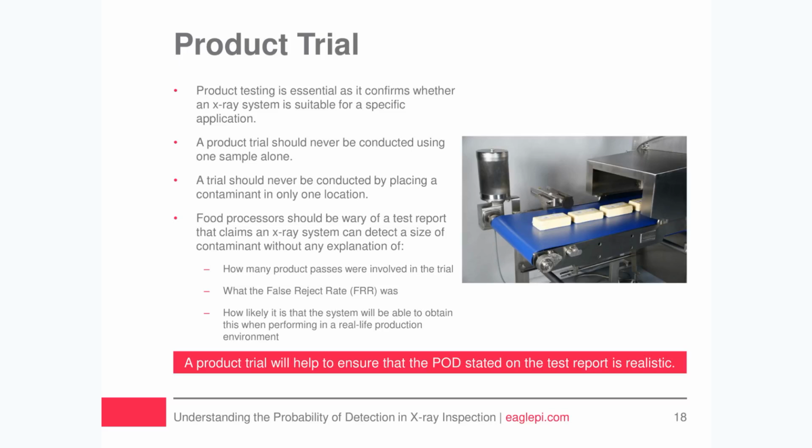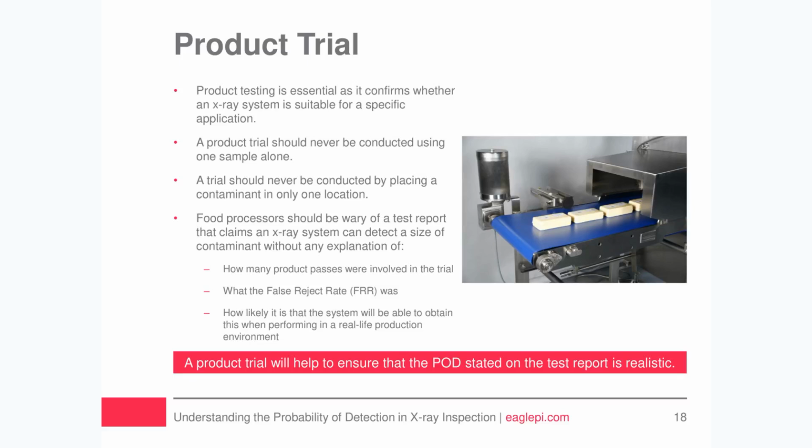So, product trial, product testing. This is essential to confirm whether an X-ray system is suitable for a specific application. A product trial should never be conducted using one sample, as this will only prove what can be detected in that one specific sample. The number of samples should be statistically significant, and obviously practical. You can't have thousands of products sent to an X-ray supplier to run this product trial. Equally, a trial should never be conducted by placing contaminant in one location within a product, because where the contaminant is, and how high up it is in relation to the detector and generator, as we touched on earlier, will affect how easy it is to find.